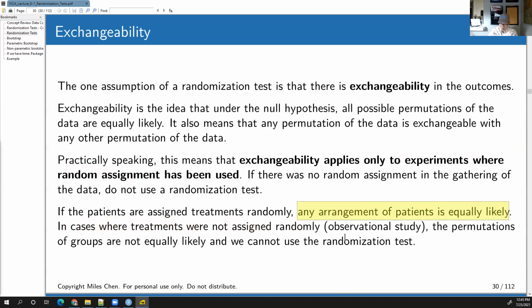We could imagine another scenario where you do some experiment and, based on some other random assignment, you end up getting a different combination or permutation of patients or participants ending up in one group or the other. Okay. If treatments are not assigned randomly, such as in an observational study, then the permutations of groups are not going to be equally likely. And we can't use a randomization test, right?